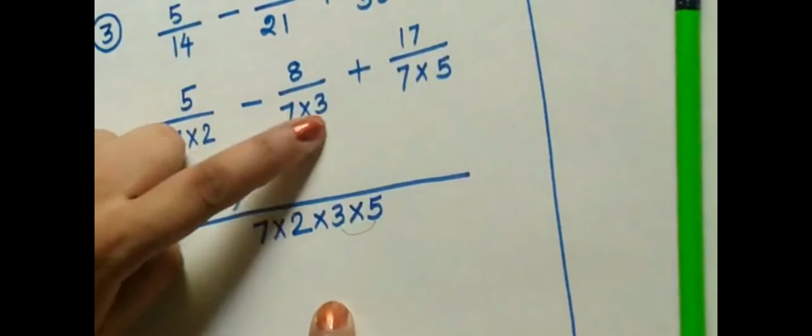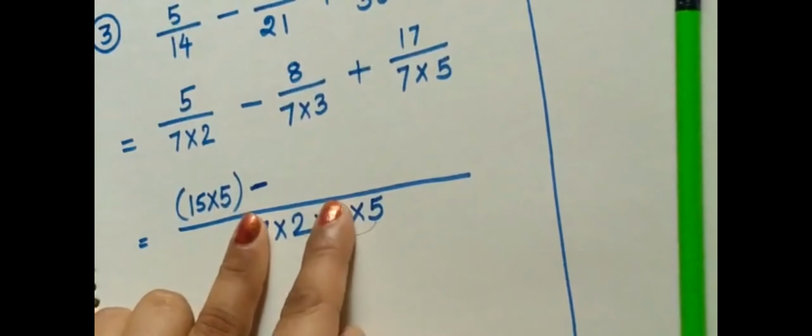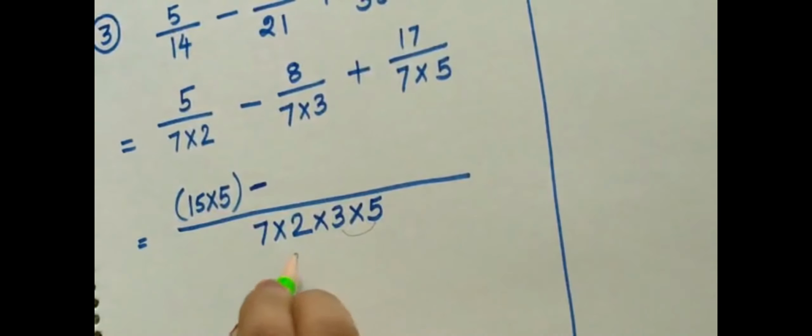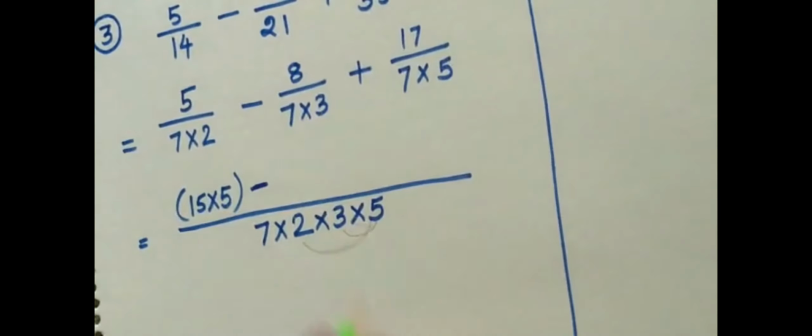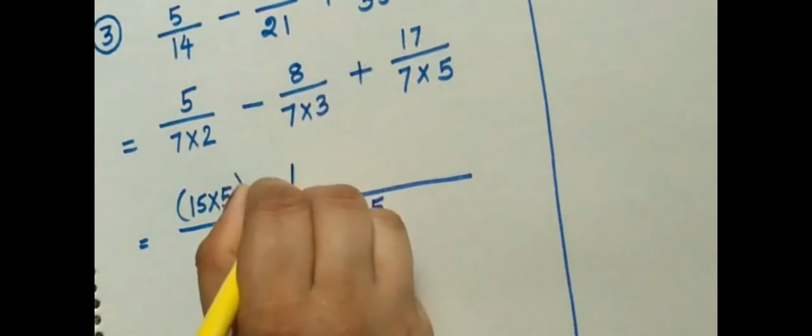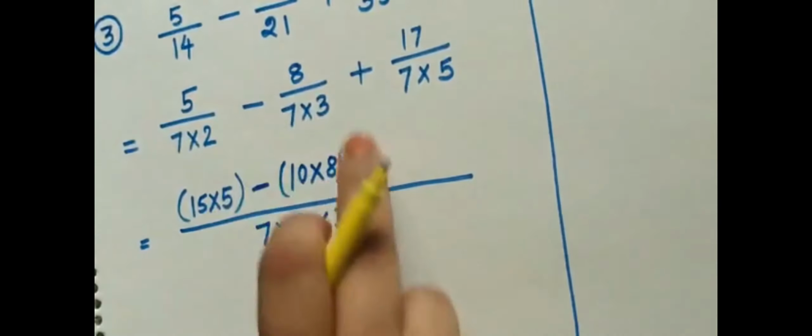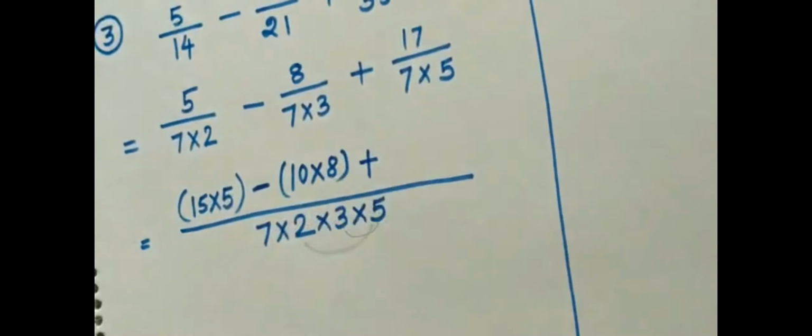Now for the second fraction, 7 cross 3, we will hide 7 and 3. So we will get 2 and 5. 2 and 5 means 2 cross 5, it will give us 10. So we will write 10 and we need to multiply this 10 with this 8. So we will write 10 cross 8 in a bracket. We will copy this plus sign as it is.